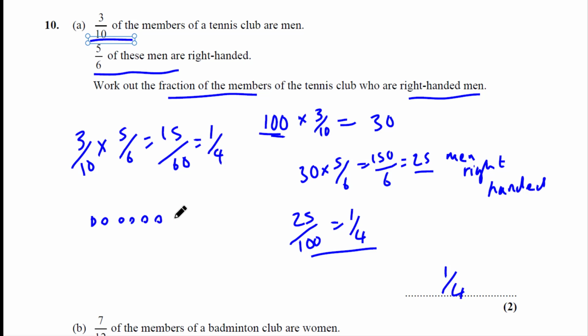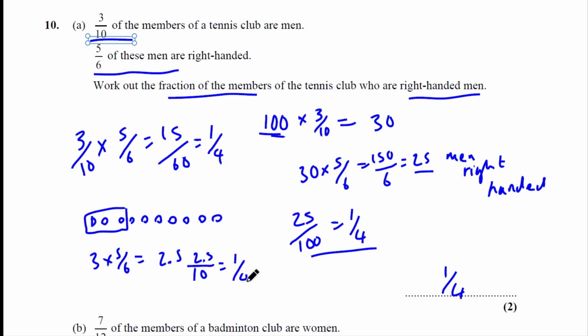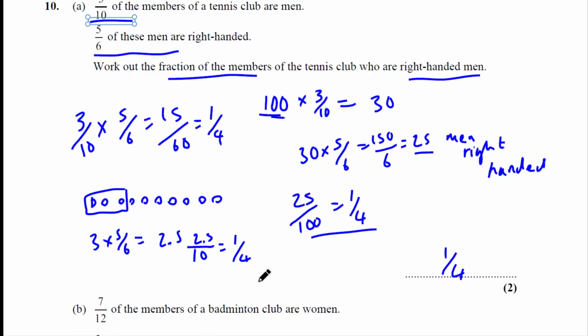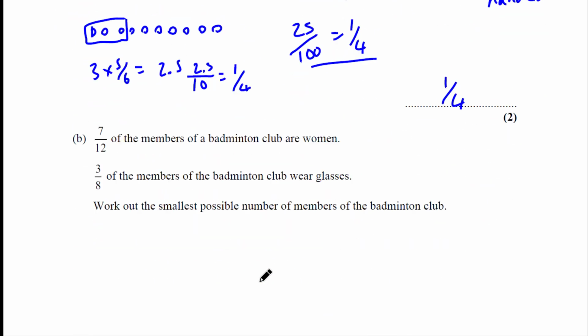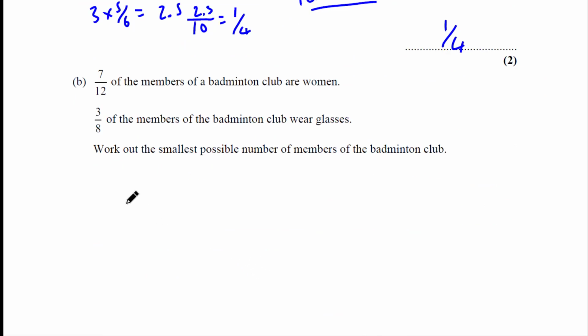Or even if I drew 10 circles, 5, 6, 7, 8, 9, 10, we know 3/10 of them are men. So we do 3 times 5 out of 6, that actually equals 2.5. 2.5 out of 10 is also a quarter. So that helps you visualise that problem a bit better. So B's a similar one.